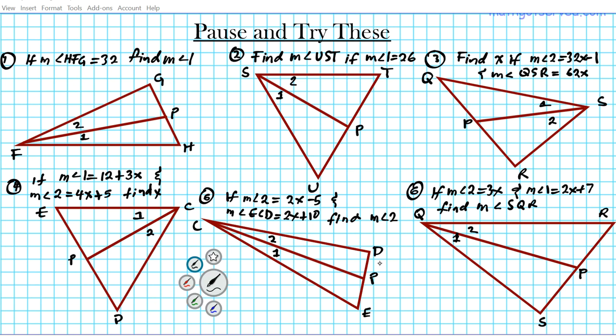Welcome back. Hopefully you had a chance to try out the 6 practice problems. Let's take a look at what the answers are. For question number 1, the answer is 16 degrees for the measure of angle 1. For number 2, the answer is 52 degrees for the measure of angle USD. Number 3, the value of x is 1. For number 4, the value of x is 7. For number 5, the measure of angle 2 is 15 degrees. And for number 6, the measure of angle SQR is 42 degrees.